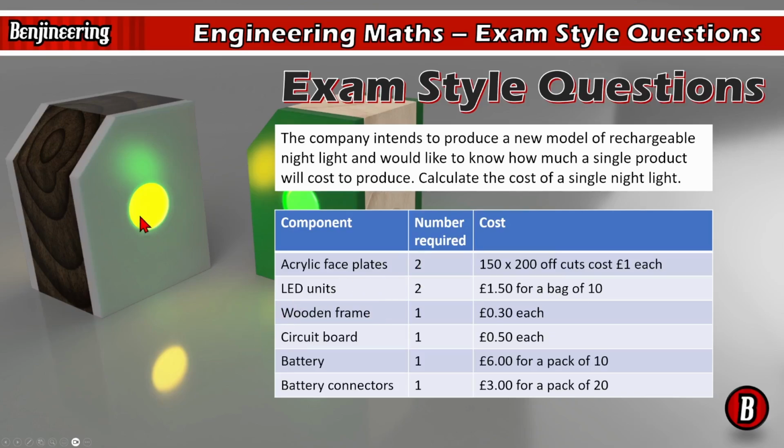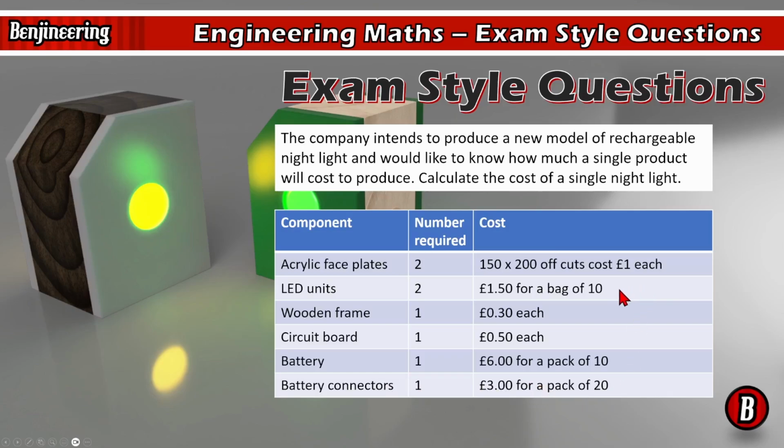LED light units, so that's the lights here. There's 1 each side, so we'll need 2 of those, and they cost £1.50 for a bag of 10. The wooden frame, they are 30p each. The circuit board is 50p, and the battery is £6 for a pack of 10. Whereas the connectors that connect the batteries to the circuit board, they are £3 for a pack of 20.